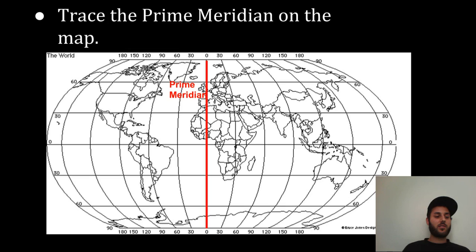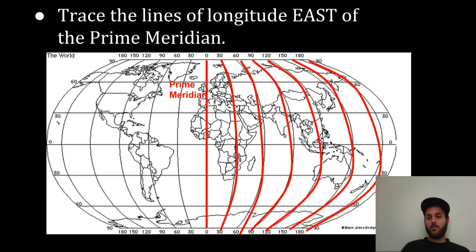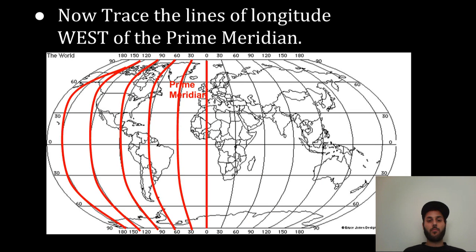Now trace the lines of longitude east of the prime meridian. Should look something like this. Each one of these lines is east of the prime meridian. Now trace the lines of longitude that are west of the prime meridian. And yours should look something like this. All of these lines are west of the prime meridian.